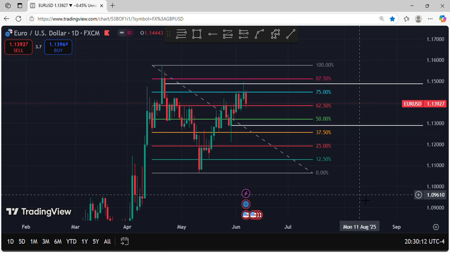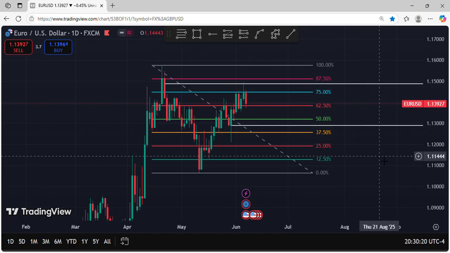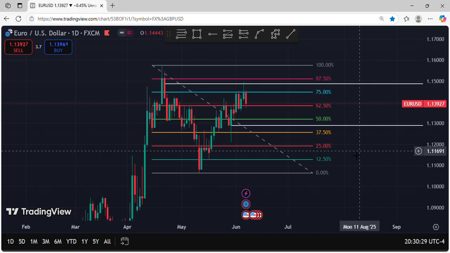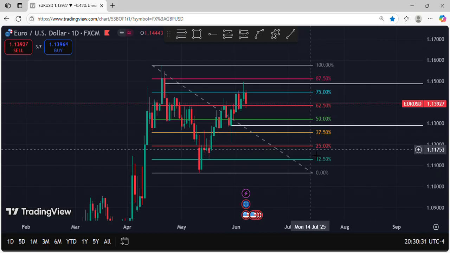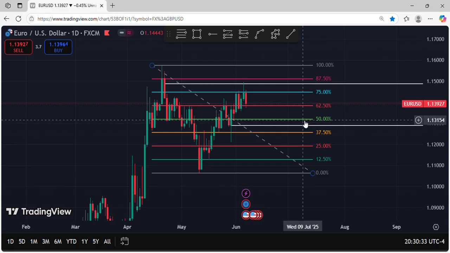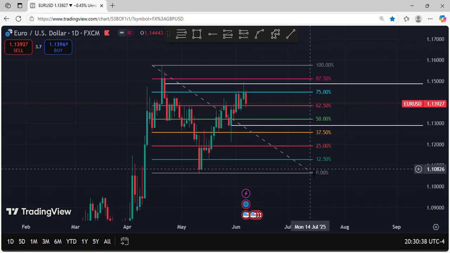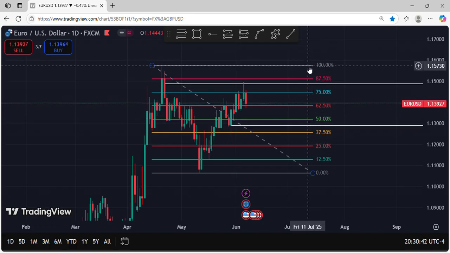So without further ado, let's just go in here, and you're going to find a lot of value from this video. So we are on Euro USD at the moment, and we are on the daily time frame, right? Now what I've done here with these levels is that from the 50 to the 0, we consider that as discount, and from the 50 to the 100, we consider that as what?